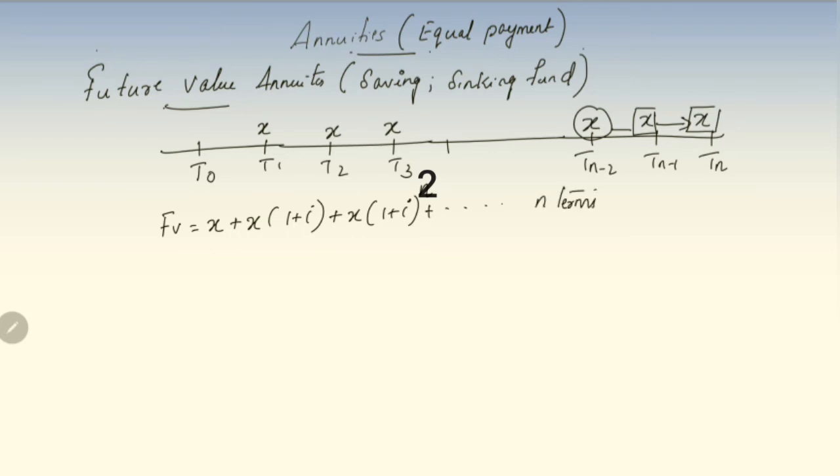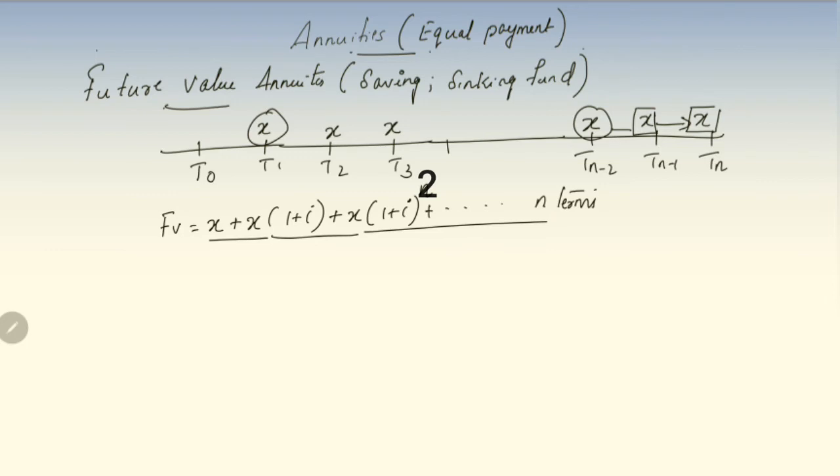Okay, n terms are there. That is, when it comes to this one, it has to go n minus 1 months. It has to go like that. So altogether n terms are there. Now look at the right hand side. This is forming what? A geometric pattern, isn't it?